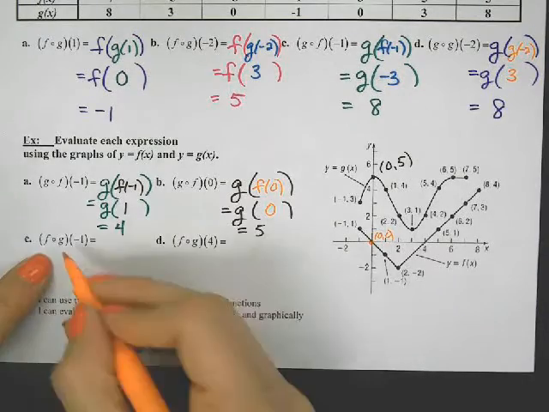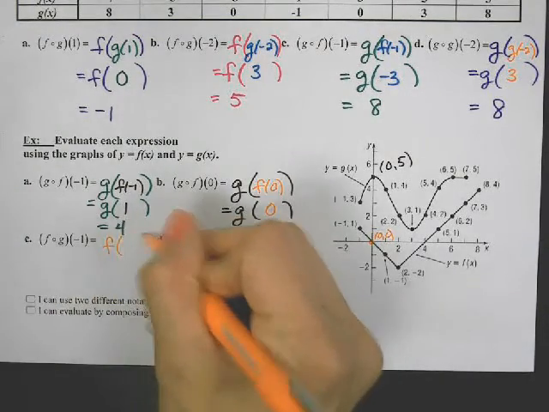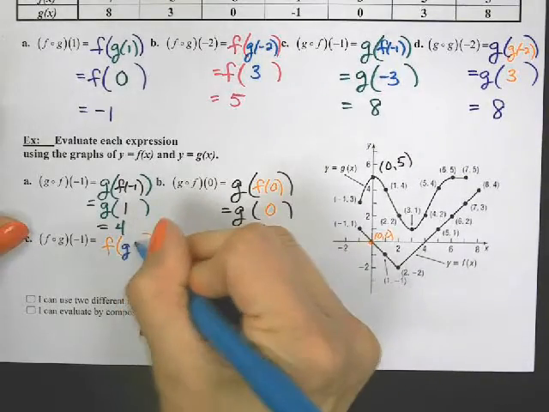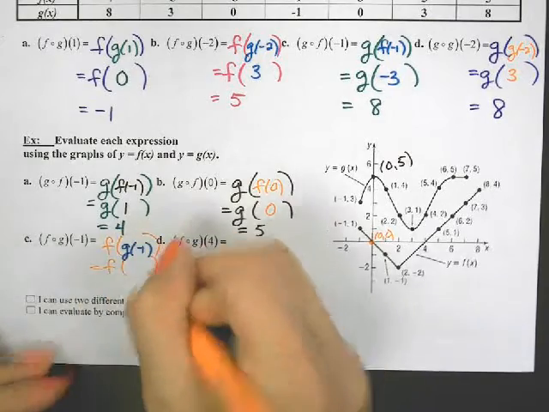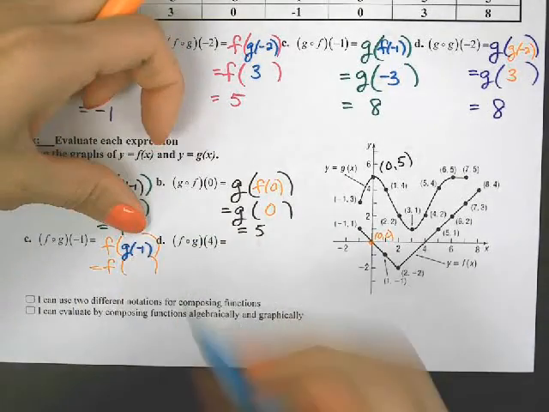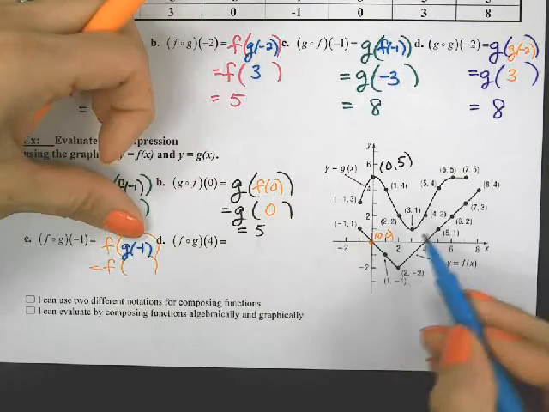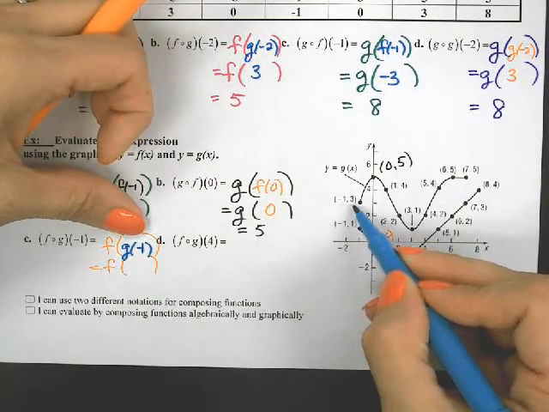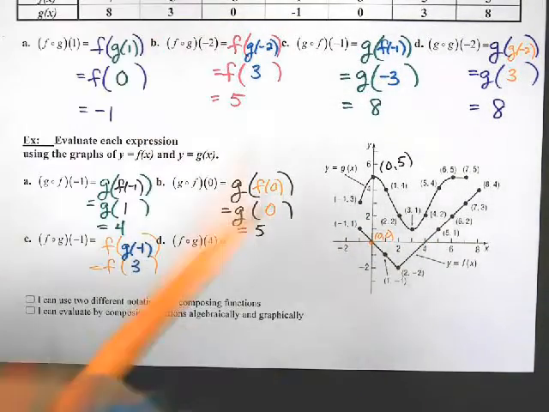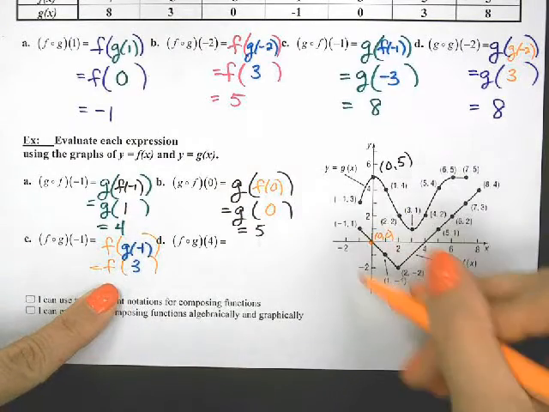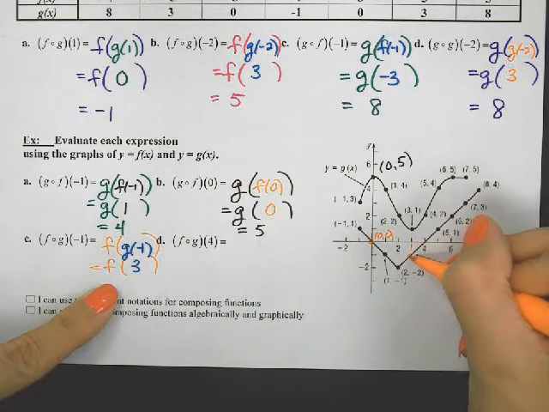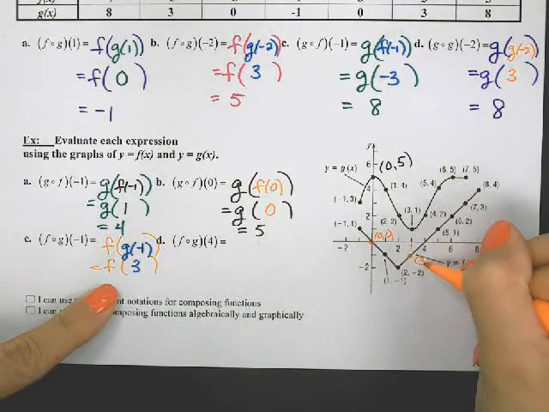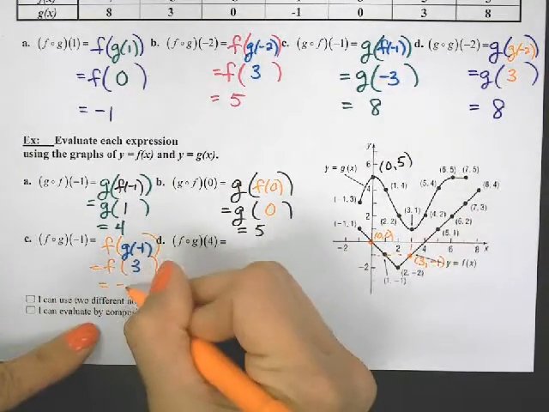Okay, guys, we're almost there. Part C, f of g of negative 1. Okay, so first let's write f of, look at the g function first, find negative 1, and the y value is 3. Now we're not done. Put 3 into the f function. Where is it? It's right here. That's the point 3, negative 1. Oh, the answer is negative 1.